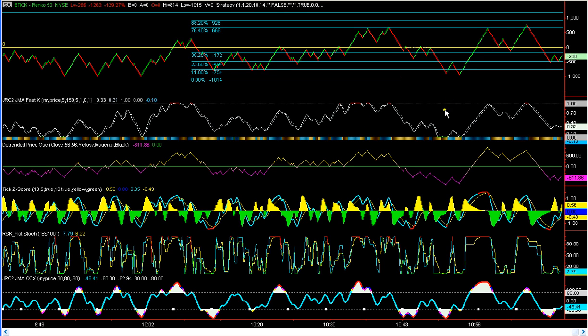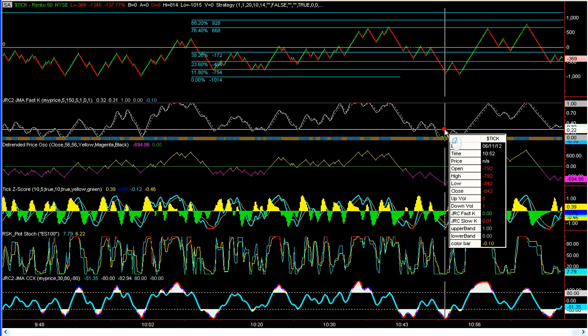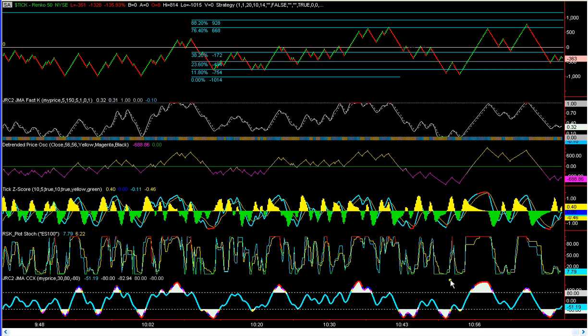Let's look at a long trade. We come down here and we're oversold on the tick. The tick has now turned green right in here. That's confirmed.